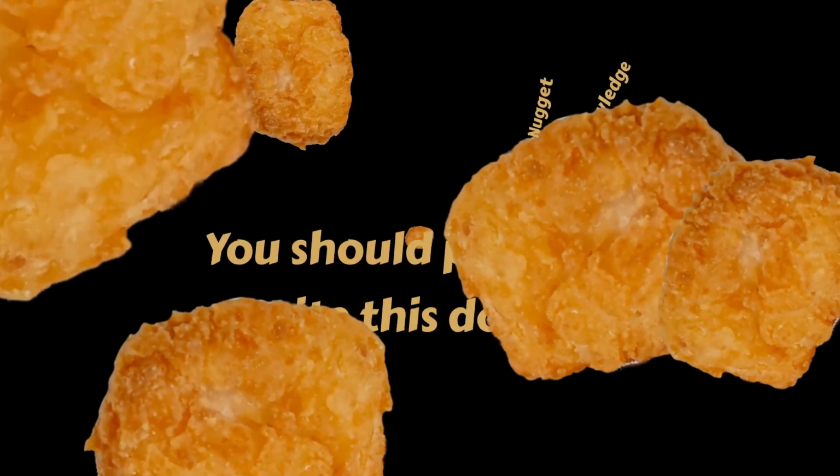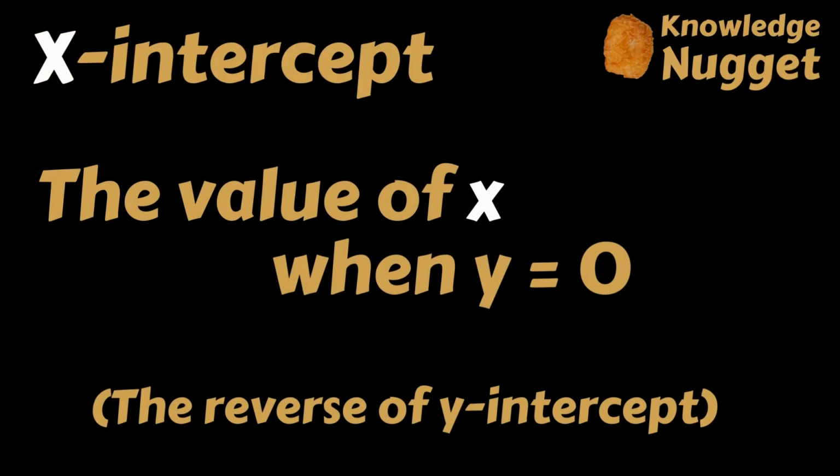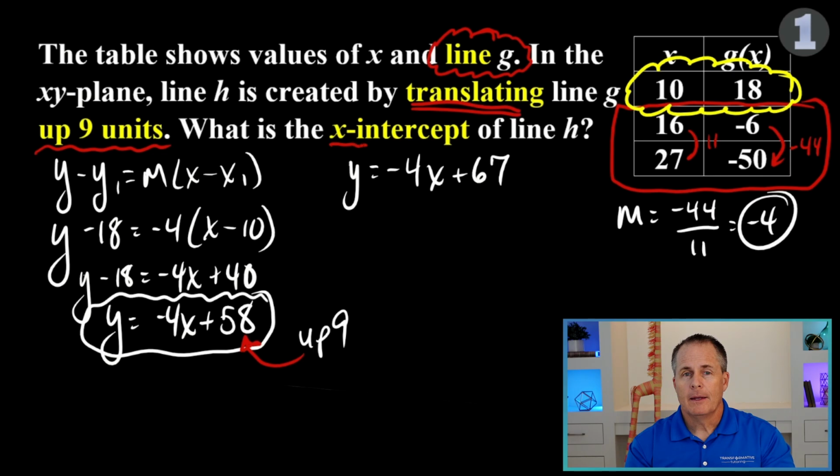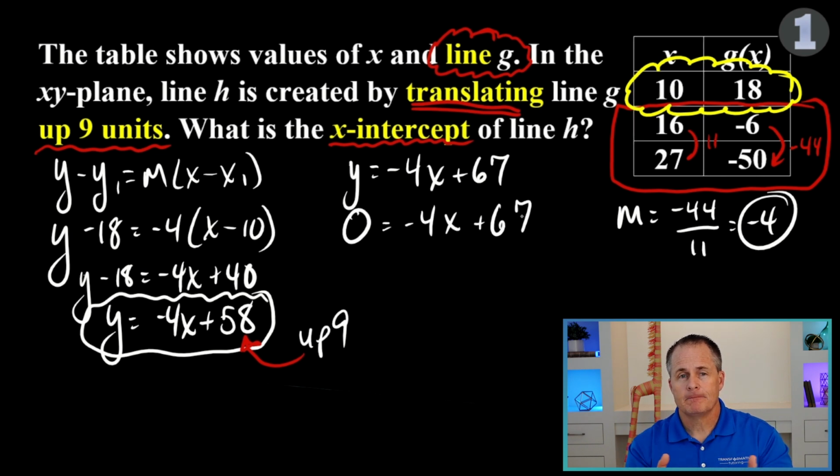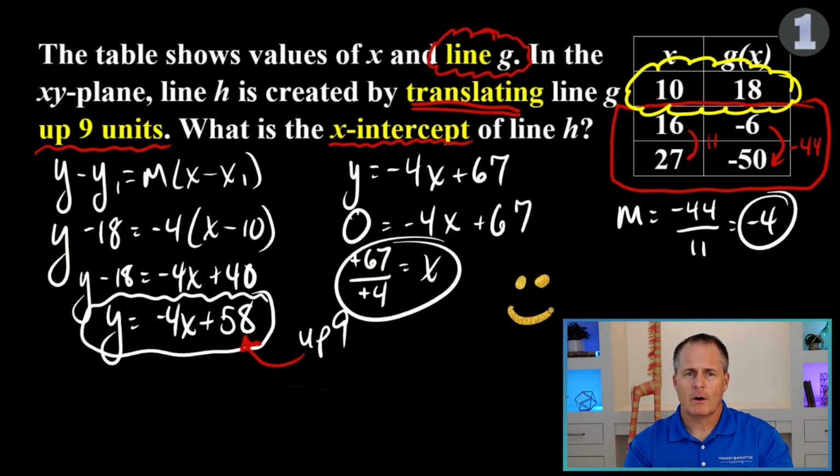Do you remember the rule for finding the x-intercept? If not, you should probably write this down. The x-intercept is the value of x when y equals 0. So we put 0 in for y and solve for x. To solve for x, we must subtract the 67 and divide by -4.